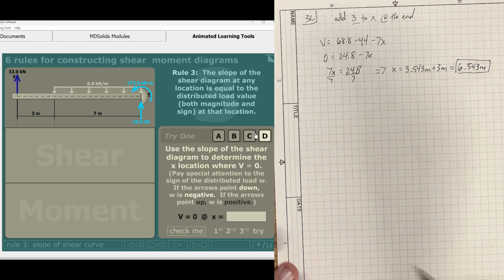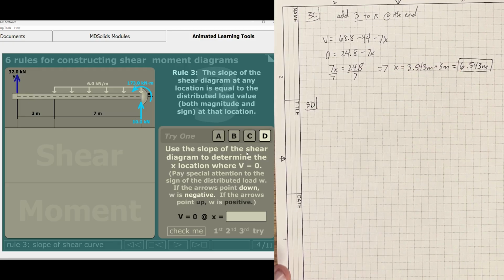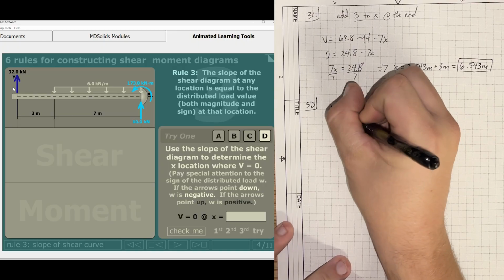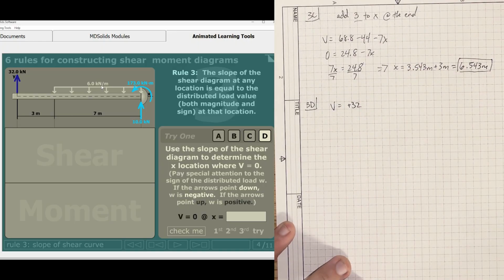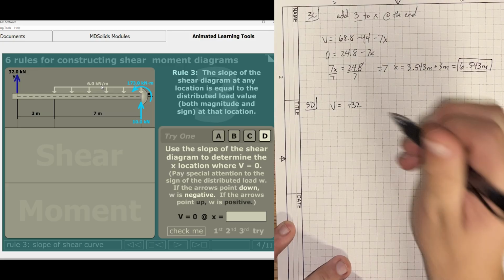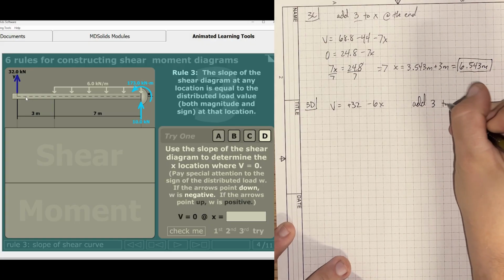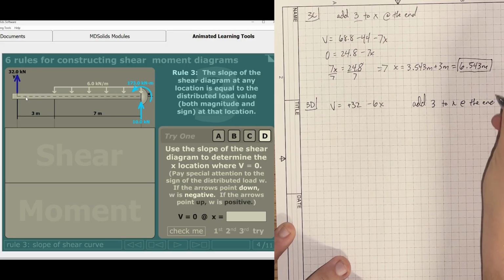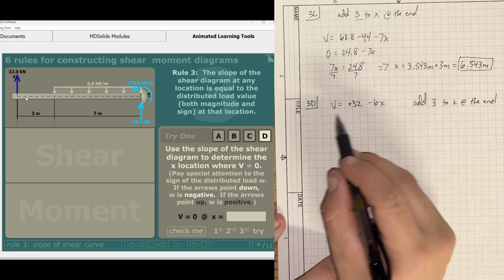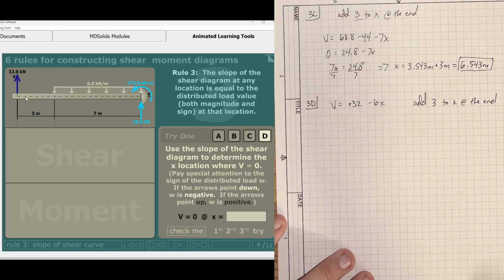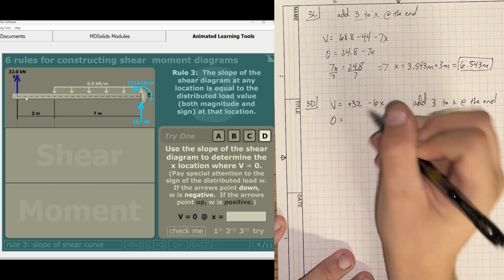Let's go to D here, so we're going to go to 3B. We're going to go ahead and do this. In this case, we've got a positive 32, so V equals positive 32 kilonewton force. Remember, this one is going downwards, so this is going to be negative 6x. We also want to take into consideration that we add 3 to x at the end. Now we're going to go ahead and solve for V equal to 0.